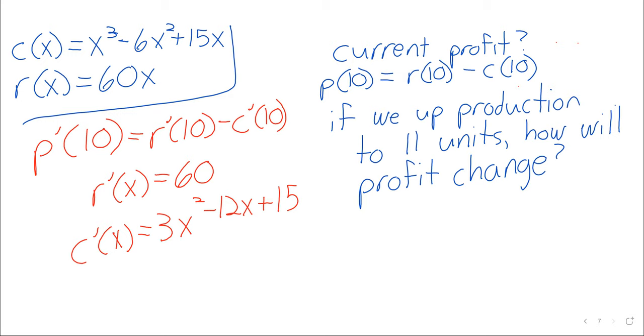and we get something negative. So if we increase manufacturing, that's a bad idea. Our revenue will go up, but our costs will go up more. Our revenue will not outpace our cost, and we will lose money, lose a significant amount of money, in fact, if we go from 10 to 11.